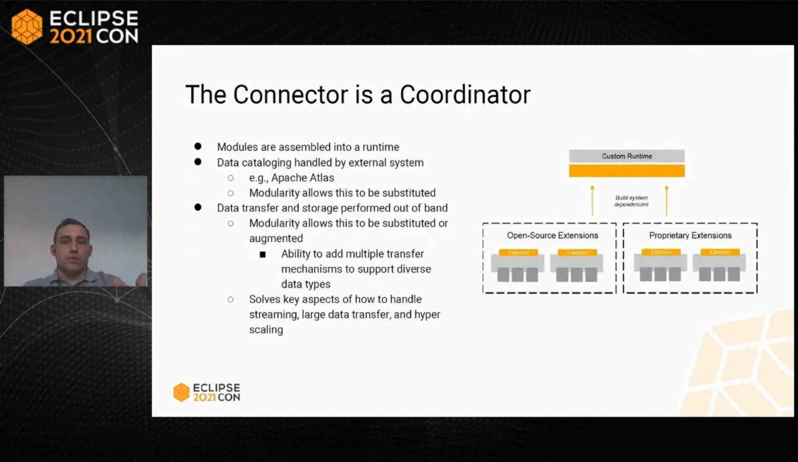So to visualize that, see the connector as a coordinator. Basically, you have the custom runtime as the specific core, and then you can extend this runtime with specific modules. For example, the cataloging is handled by external systems like Apache Atlas or the catalog that you are using in your organization. The data transfer then is performed out of band. Like I said, it's important to support different protocols and also be modular here again.